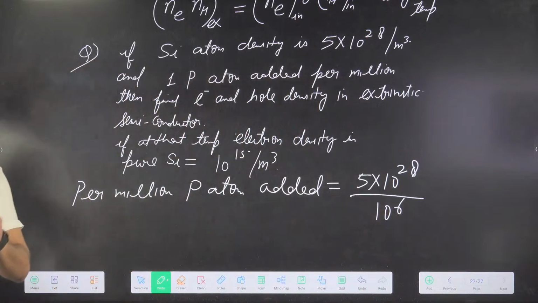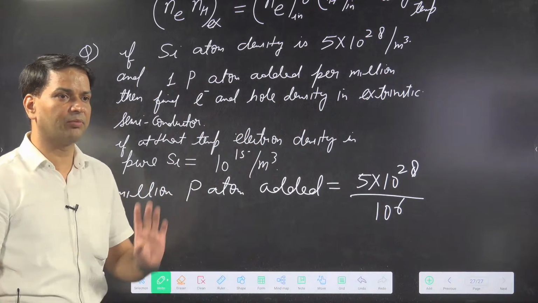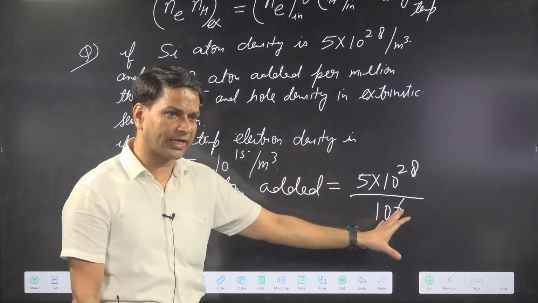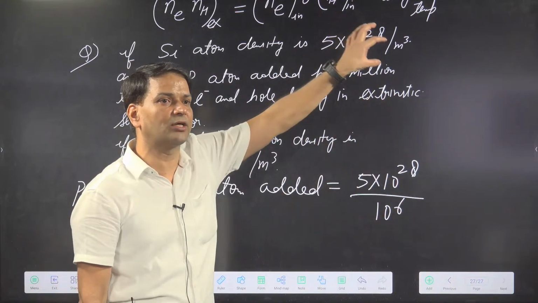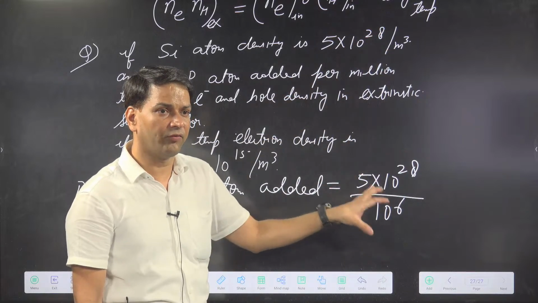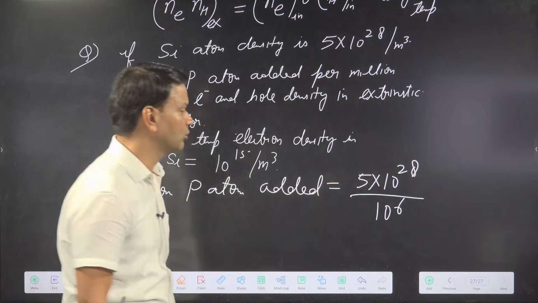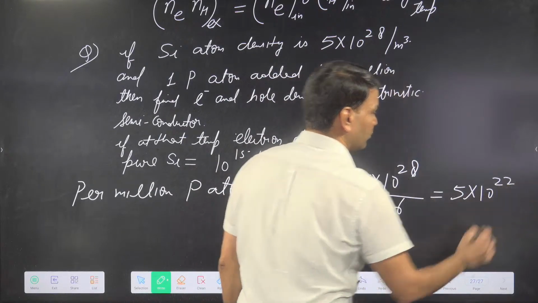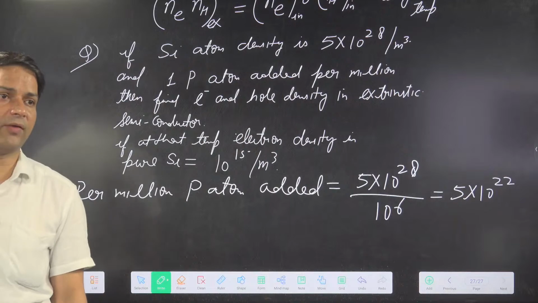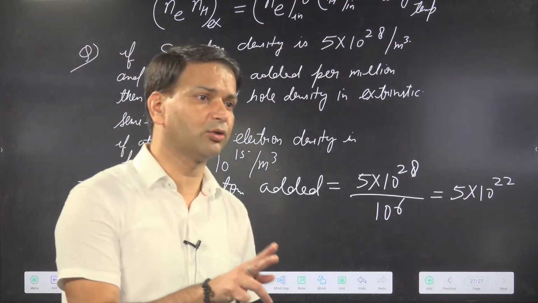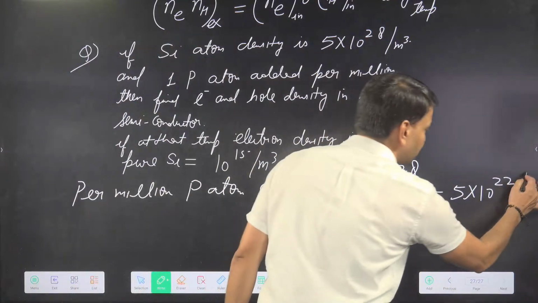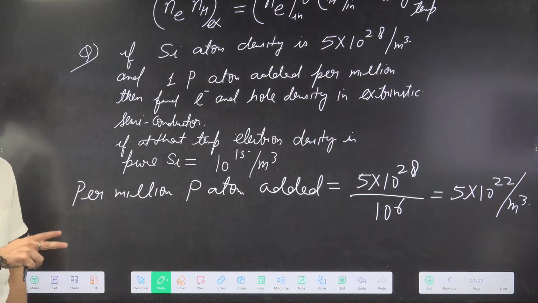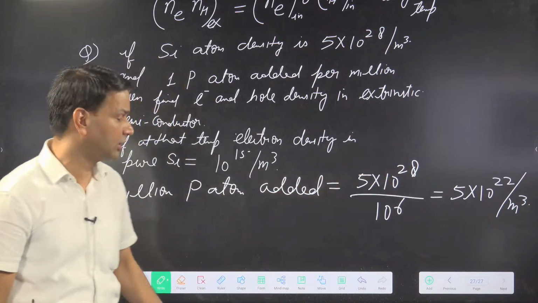Why? In 1 million we are adding 1. So in 1, how much will you add? 1 upon 10 to the power 6. So in 5 into 10 to the power 28, how much will you add? 5 into 10 to the power 28 upon 10 to the power 6. So you got 5 into 10 to the power 22. You have added 5 into 10 to the power 22 phosphorus atoms per meter cube.